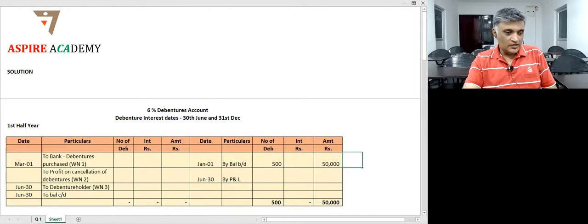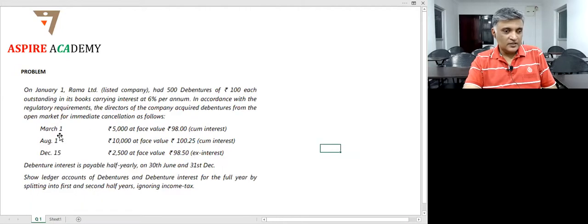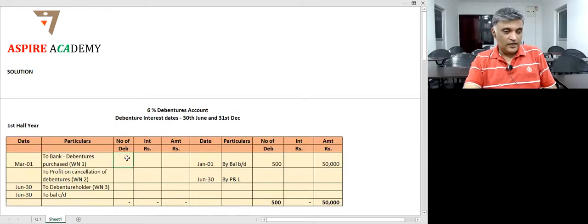Okay. Now what is happening? March 1st, we are purchasing in the open market rupees 5,000 worth of debentures at face value, 98 rupees cum interest. When I say cum interest, it is including interest. The face value is 100 rupees per debenture, so rupees 5,000 means I'm buying back 50 debentures. I have 500 debentures, but out of that, on March 1st, I'm purchasing 50 in the open market for the purpose of cancellation.